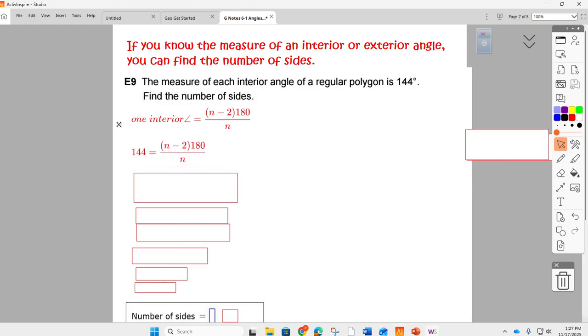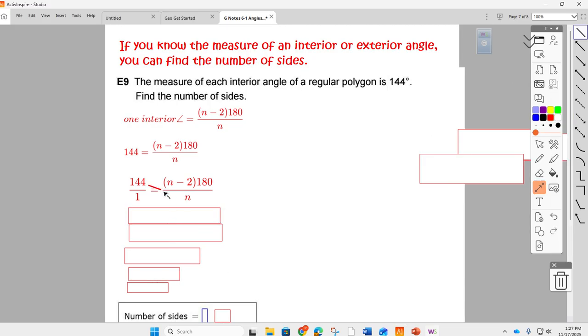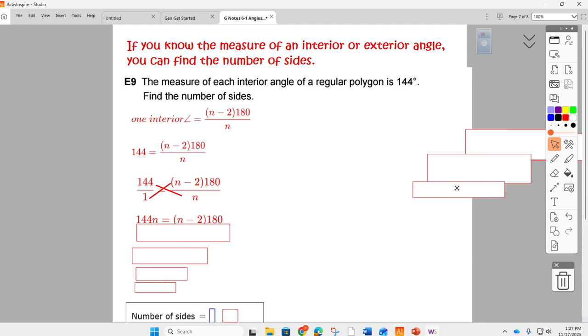All right, so you're writing this. We know that the interior angle is 144 degrees. They tell us that. What we're solving for is the number of sides. So the easiest way is to turn this into a proportion. Remember how you do that? Just put the 144 over 1, so now we have a fraction equals a fraction. Now, how do you solve proportions? You cross multiply, right? 144 times n and 1 times that. So it's 144n equals n minus 2 times 180.